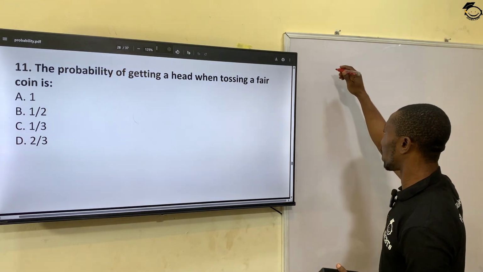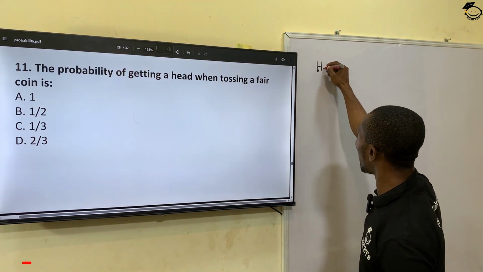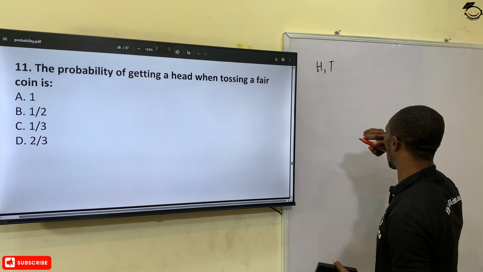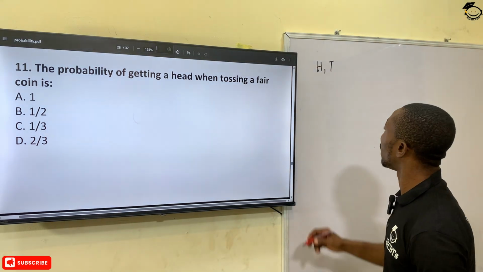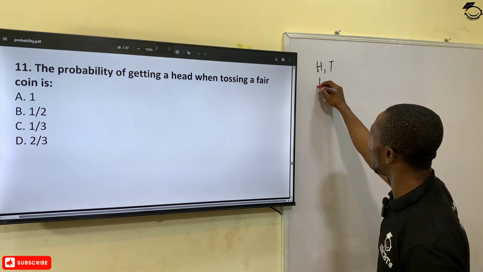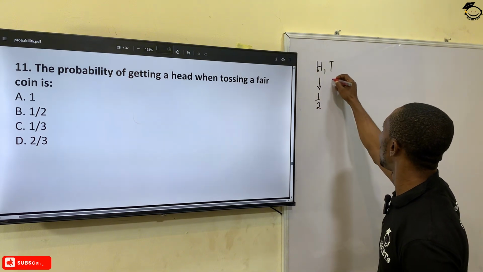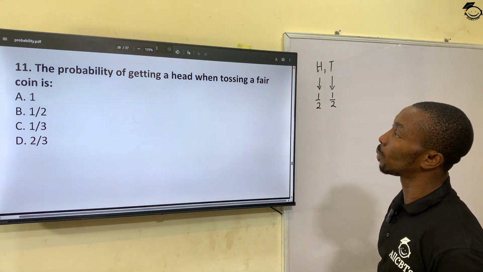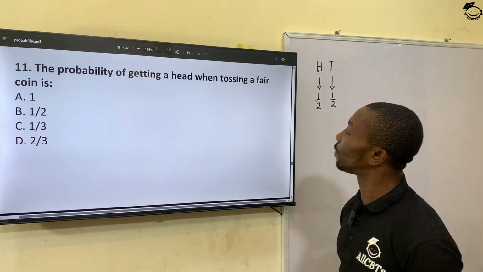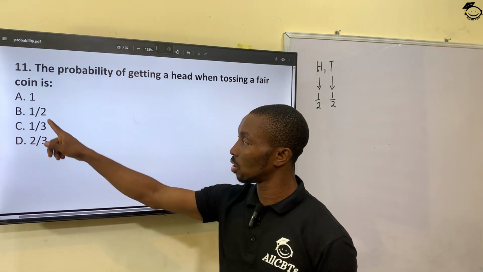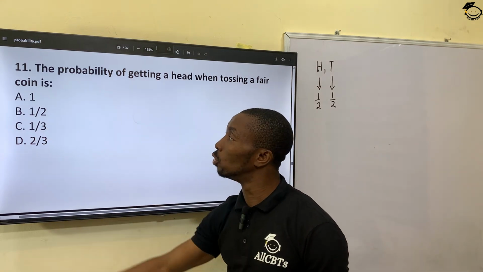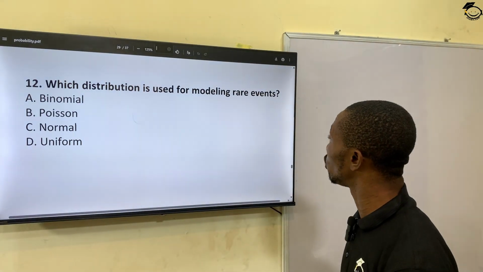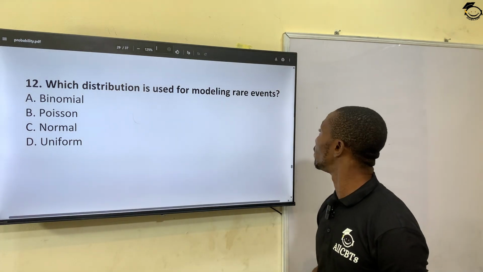Now, when we look at our coin, we have either a head or a tail as our outcome. The probability of getting a head will be 1 over 2, and the probability of getting a tail will be 1 over 2. So the probability of getting a head when a fair coin is tossed is 1 over 2. Which distribution is used for modeling rare events?